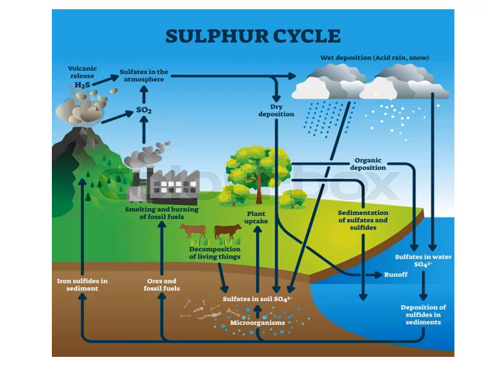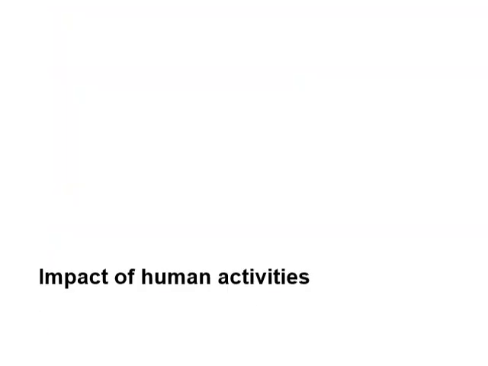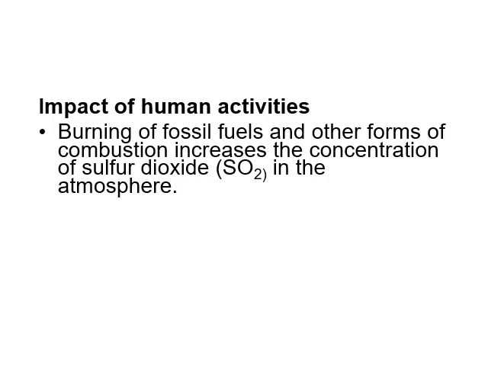Okay, so just another figure for the sulfur cycle. What are the impacts of human activity on the emission of sulfur? The most obvious is the burning of fossil fuels, and whatever else we burn, which releases sulfur dioxide into the atmosphere.